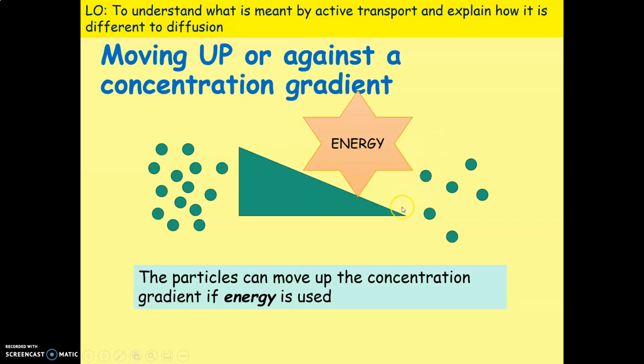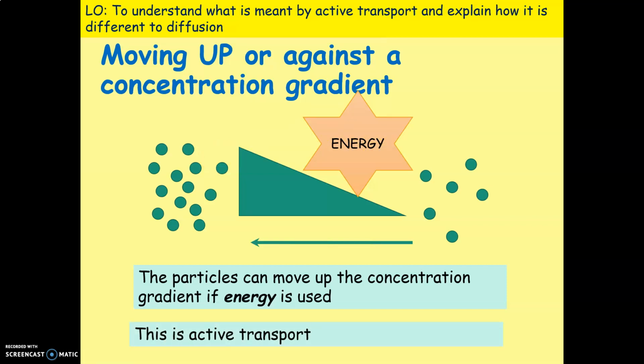So for these particles to move from this area of low concentration to this area of high concentration, energy is required. And that's what active transport is all about. So active transport requires energy. So active transport is the movement of particles against a concentration gradient from an area of low concentration to an area of high concentration using energy from respiration.